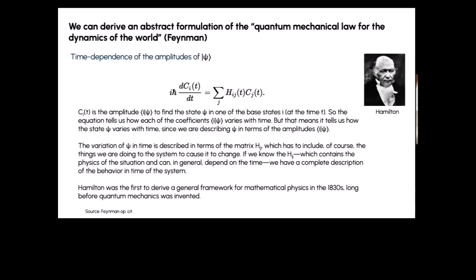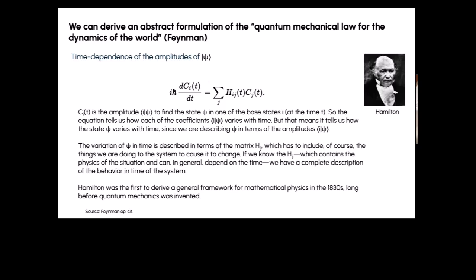If you know the numbers that are in the matrix, we have a complete description of the behavior of the system in time. And Hamilton was the first who invented this matrix as a way to calculate the position of particles in classical mechanics. There was a guy before him called Lagrange, who formalized Newton's laws in a very elegant frame using differential calculus.